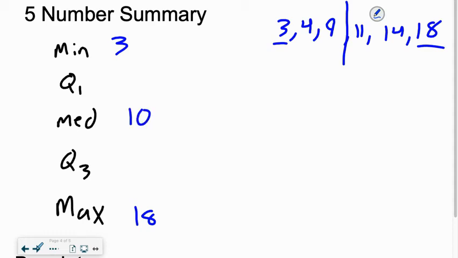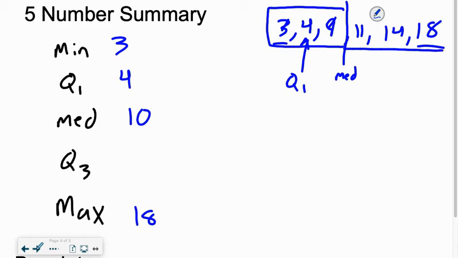To find Q1, Q1 is the median of the first half of the data. So if I cross out, Q1 is 4. And the second half of the data, that's Q3. So the quartiles are the medians of first half and second half of the data. So Q3 is 14. So that is the 5-number summary: minimum, Q1, median, Q3, and maximum.